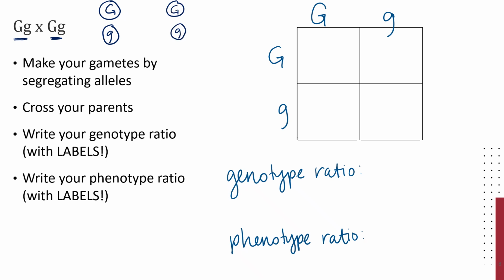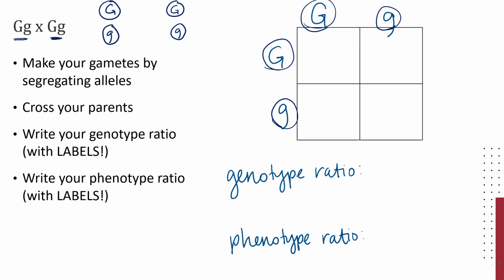Next, we're going to fill out our Punnett square. So this is a 2 by 2 square. And it's just a way to determine all of the possible combinations that we could get from our parents. So we're going to take the first set of gametes, big G and little g, and we're going to place them on our Punnett square. Then we're going to take our second set of gametes, big G and little g. It doesn't really matter which parent is which. You just want to keep the gametes for each parent together.